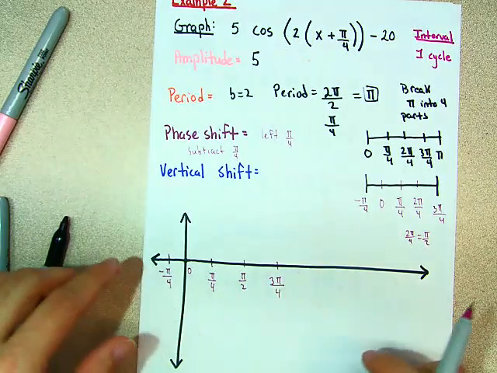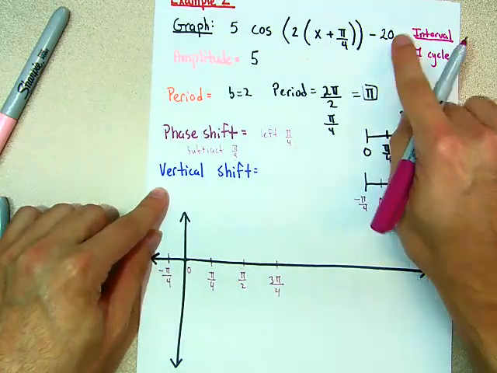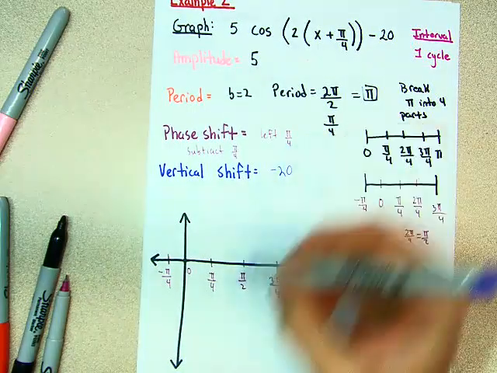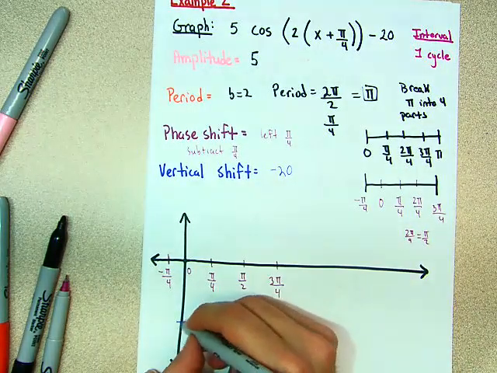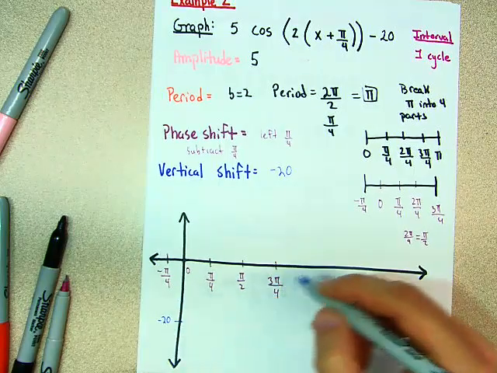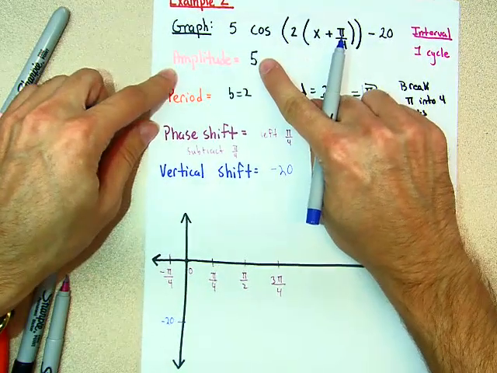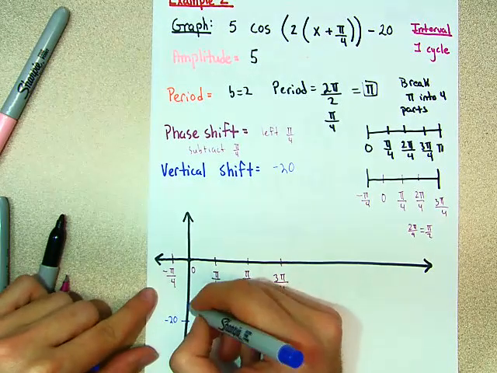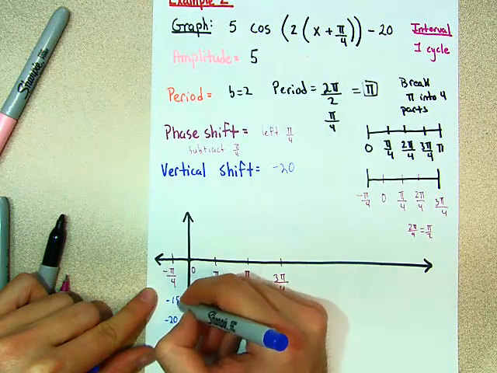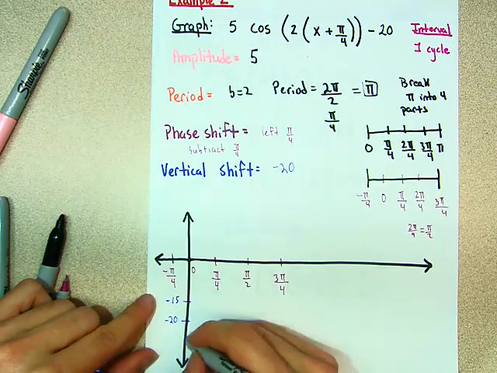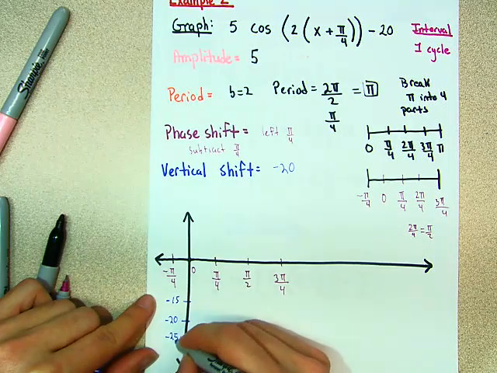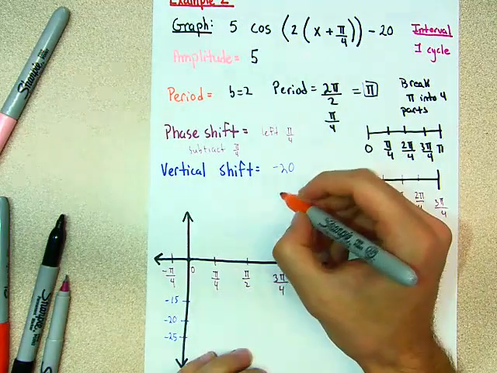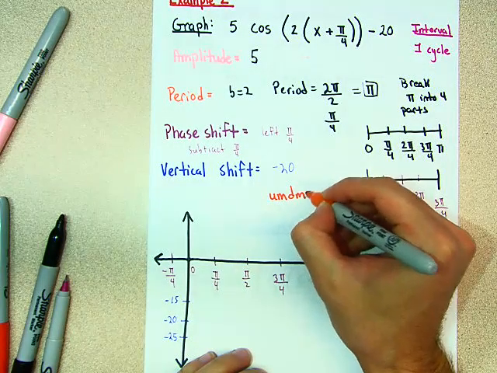And then remember, let's take a look at our vertical shift. What's our vertical shift? It's minus 20. So what we have to do is start at minus 20. And what's our amplitude? It's 5. So we need to go up 5, down 5. If we go up 5 from negative 20, this is negative 15. And if we go down 5, this is negative 25. Okay? And then this is what? Cosine.